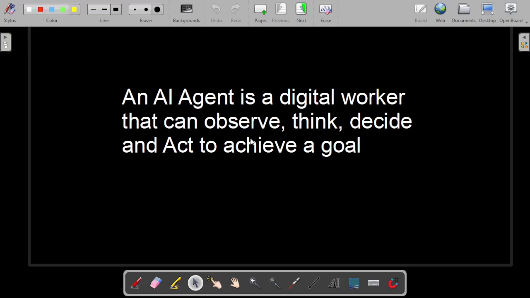The first one is it can observe, the second one is it can think, the third one is it can decide, and the last one is it can act to achieve a particular goal. If you remember these four characteristics or qualities, then you can understand this concept better.